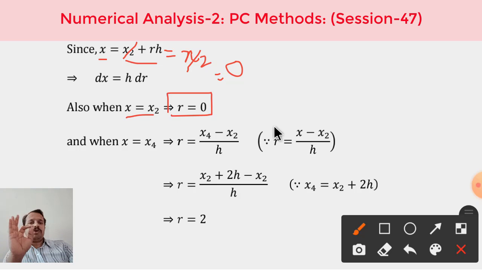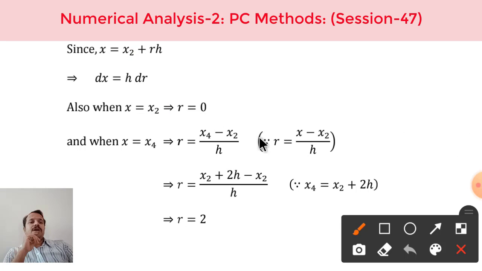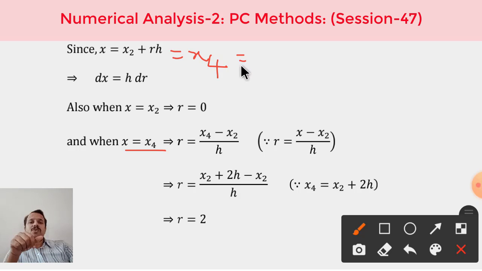Now the lower limit is 0. Yes. Now what about the upper limit? To get the upper limit, we have to substitute the upper limit x is equal to x4. So x is equal to x4, we can substitute it here, because the upper limit we have taken as x is equal to x4, but x is, according to the definition, x2 plus rh. Now x4 can be written as x3 plus 1h or x0 plus 4h. If you speak in terms of x2, it can be taken as x2 plus 2h.